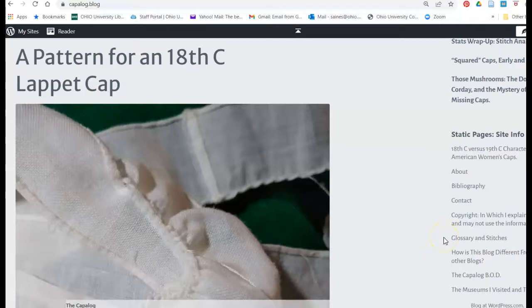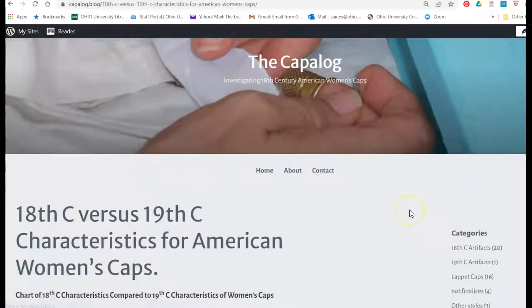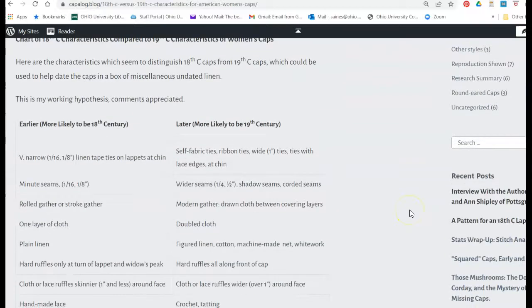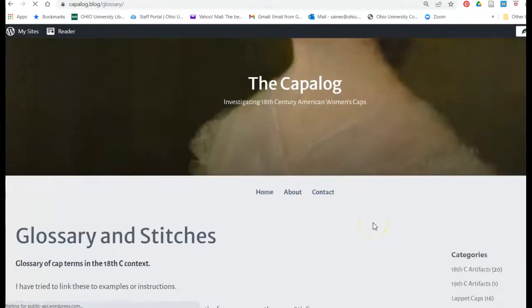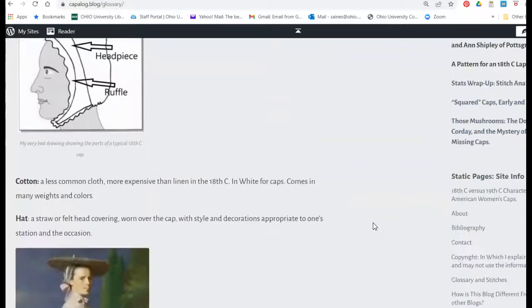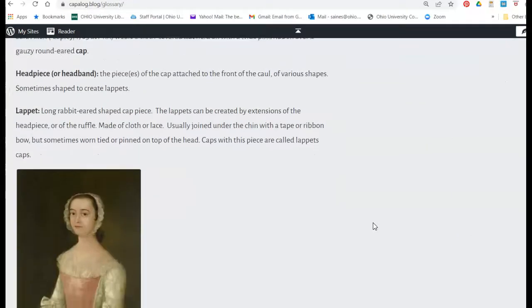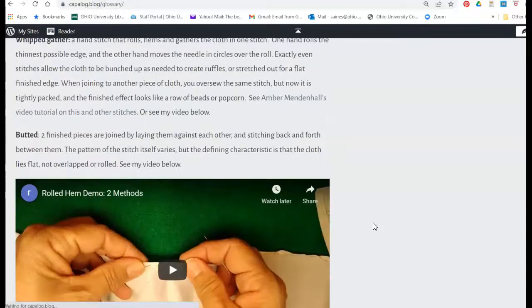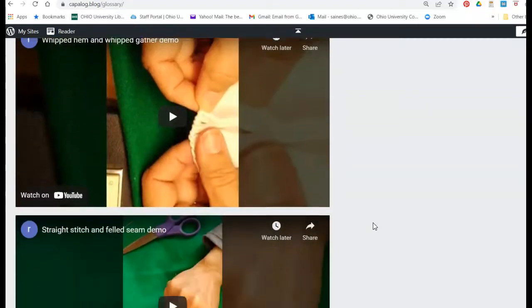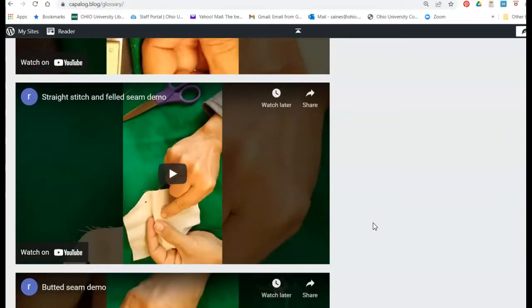Some of the pages are summaries, general information, broader kinds of ideas about what I've learned. So for example, there's a chart of the characteristics of an 18th versus a 19th century American woman's cap, what I think my research shows. There's also a glossary that has terms that I use for the pieces and parts of caps and kinds of caps, and then also stitches and a description of what each of these stitches is. And then at the very bottom, a series of videos that demonstrate some of the stitches I get the most questions about.